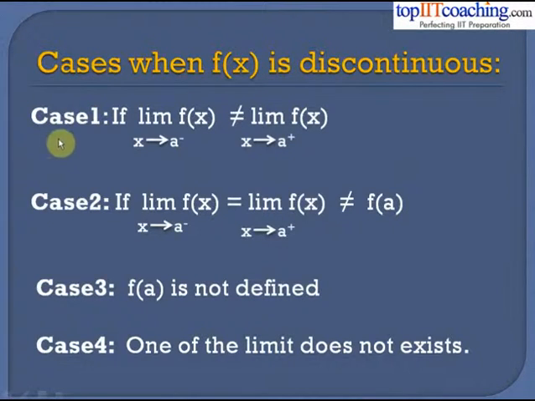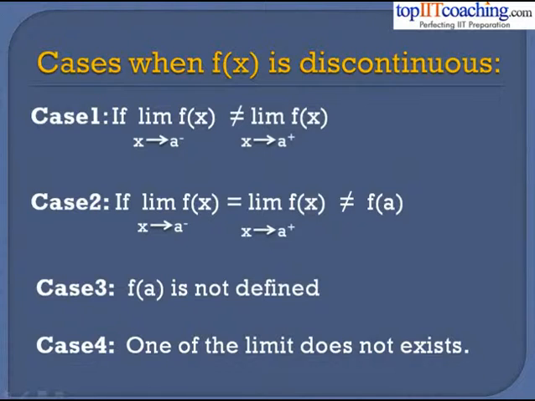Case number 1 is if the limit of f(x) when x tends to a negative is not equal to the limit of f(x) when x tends to a positive, that is, the left hand limit is not equal to the right hand limit. And we know that when the left hand limit is not equal to the right hand limit, then the limit does not exist. So if we say that the limit does not exist at point x equal to a, then the function is surely discontinuous.